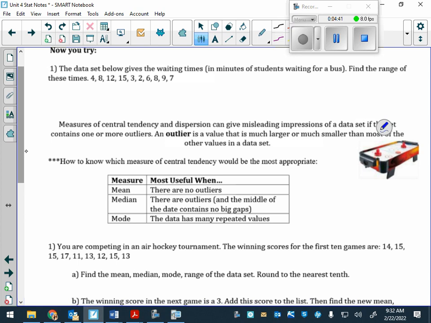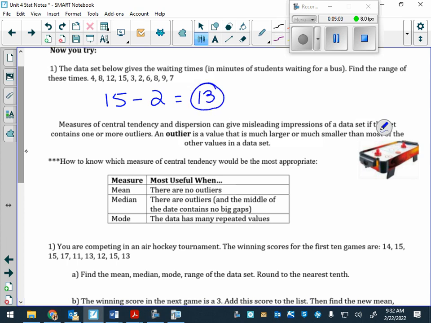If we turn to the next page, the data set below gives you the waiting times in minutes of students waiting for the bus. Find the range. So what is our highest number? How many minutes, Riley? 15. What is the lowest? 2. So our range would be 13.